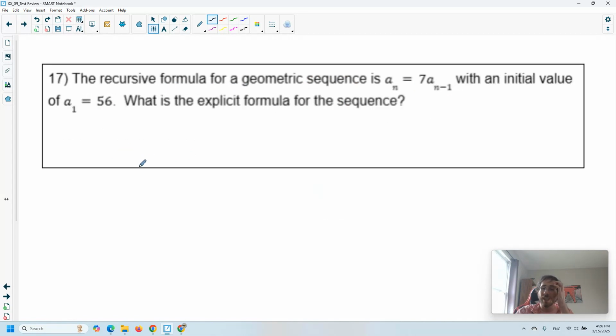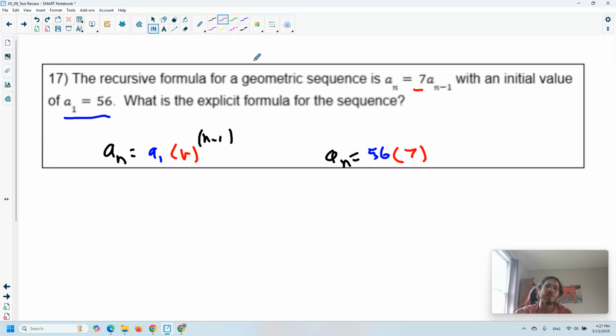And then for 17, we get the guide in the other direction. So this is our recursive formula: A sub n equals 7 times A sub n minus 1. We have an initial value. We need to get the explicit formula, which is A sub n equals A sub 1, parentheses r, to the n minus 1 power. All right, this one's probably pretty quick too. A sub n equals A1, they tell us right away. It's just 56. r is what we're multiplying by, so it's just 7. And then up here, we just leave it as n minus 1. And that's it. We're already done with that one too.